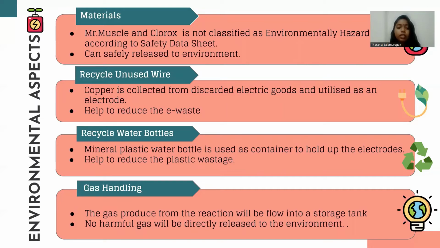So third, recycle water bottles. Mineral plastic water bottles are used as containers to hold the electrodes, where the oxidation and reduction reactions happen, which helps to reduce plastic wastage. A 2019 study commissioned by the Worldwide Fund for Nature showed that Malaysia ranks second in Asia for annual per capita plastic use. And fourth, gas handling. The gas produced from the reaction will be flowed into the storage tank to avoid any harmful gas being released to the environment.